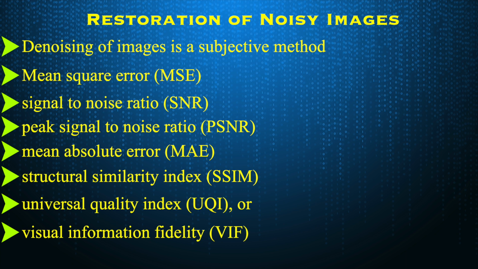Other methods to measure the quality of denoising are the structural similarity index, SSIM, the universal quality index, UQI, and visual information fidelity, VIF. These are advanced methods which also take human perception and visual quality into account. In Python there are several libraries that can help you calculate all these metrics and assess the quality of the denoised image.